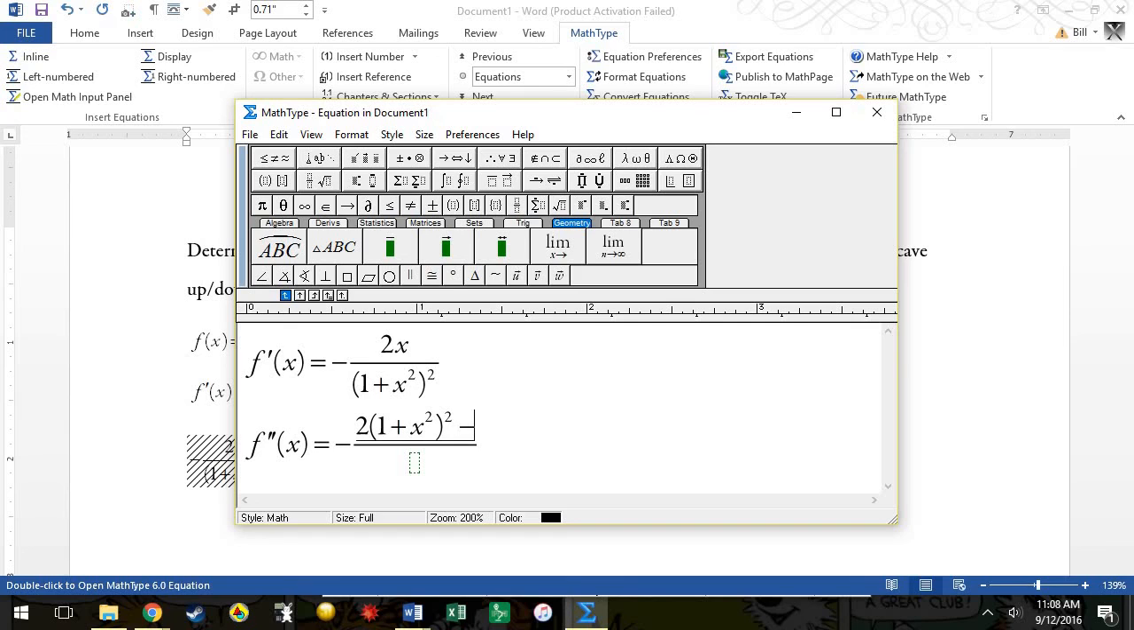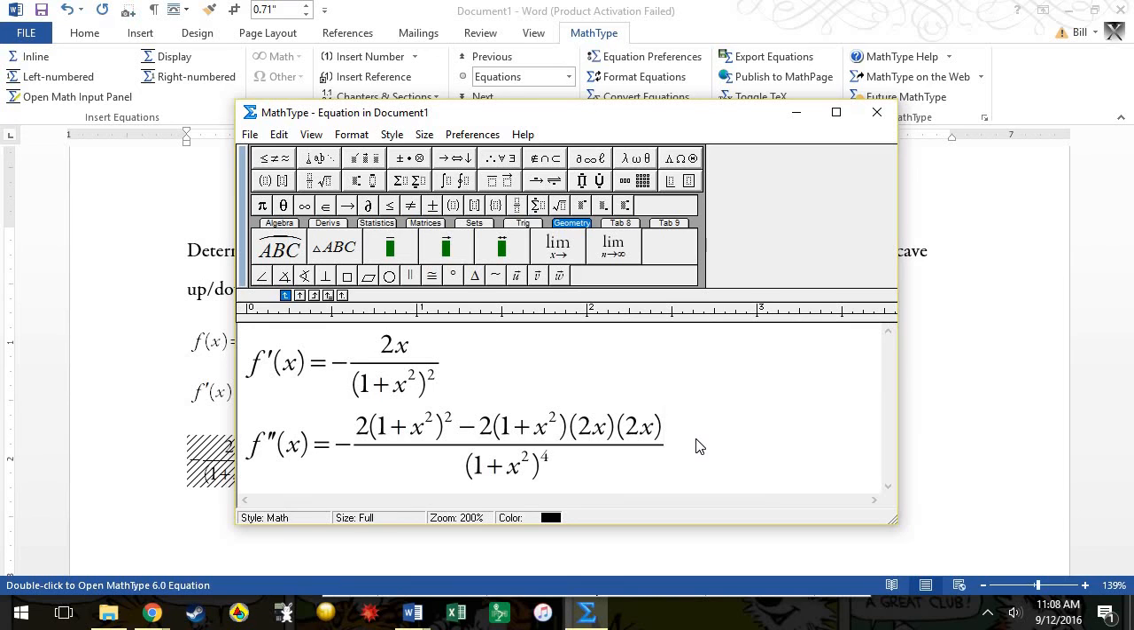Minus for the quotient rule. Then I take the derivative of the bottom, and this requires the chain rule. It's 2 times (1 plus x squared) to the first times 2x. And then I multiply by the top, another 2x. And then I have to square the bottom to complete the quotient rule. So I get that to the 4th power.